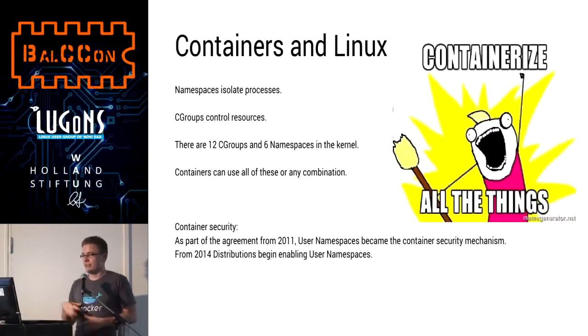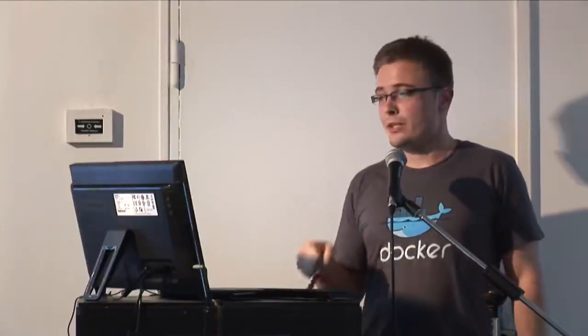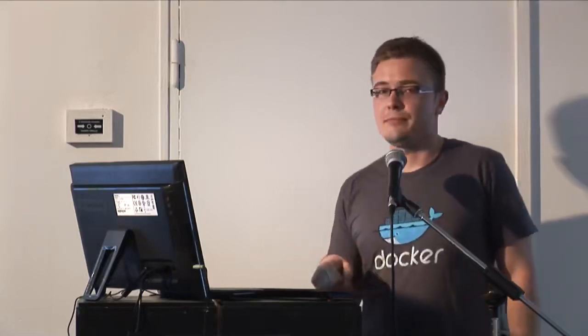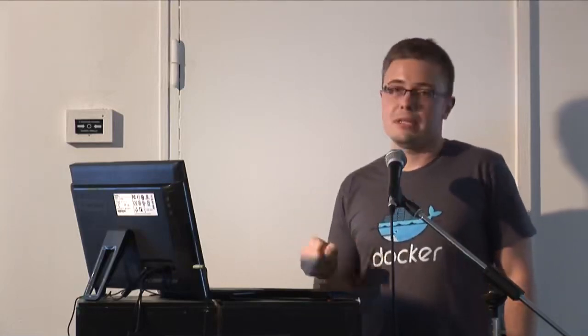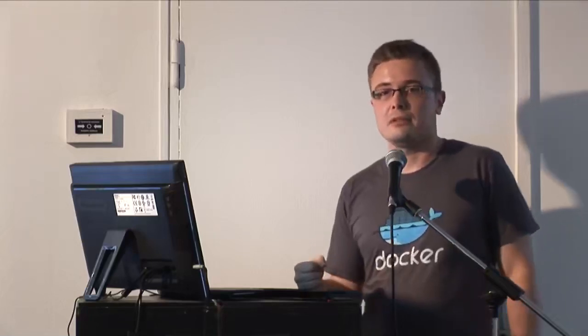Namespaces are used to isolate processes, which are then used by the container, or the process inside the container. Cgroups are used to control the resources. There are 12 cgroups and 6 namespaces in the kernel, and the containers can use all of these or any combination. As for security, as part of the agreement from 2011, user namespaces became the container security mechanism. Unfortunately, user namespaces aren't available in the majority of Linux distributions, and only this year have distributions started enabling them in the stock kernel that comes with the distribution.